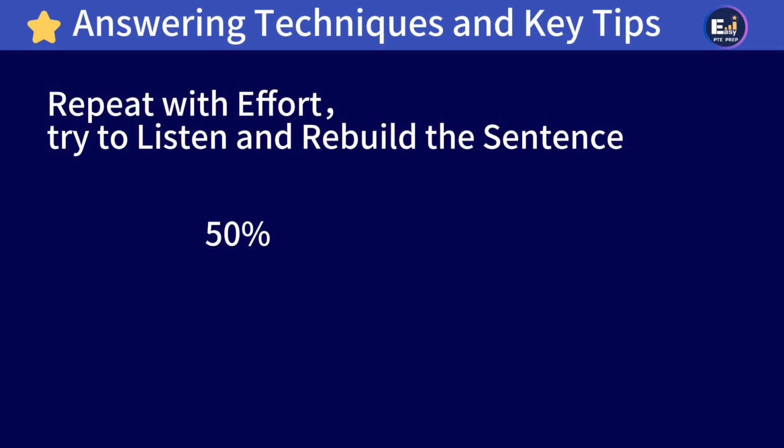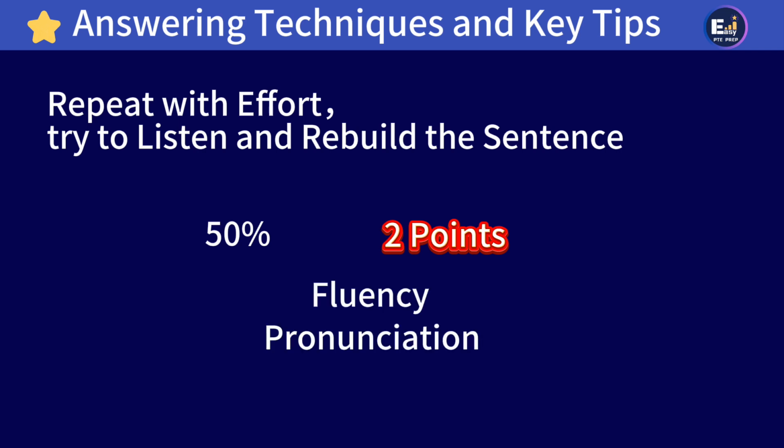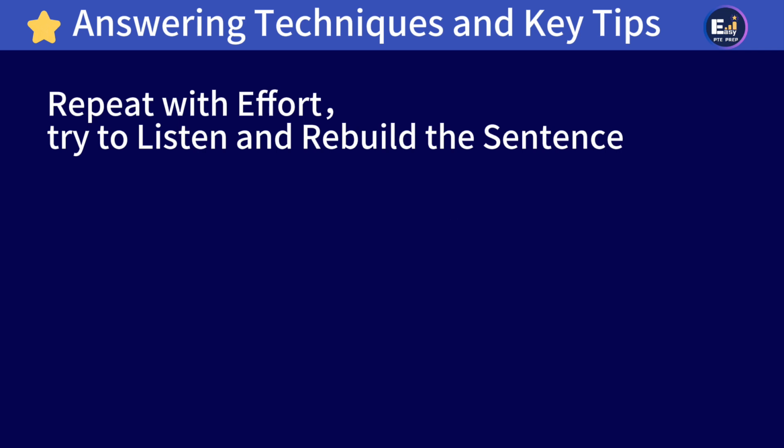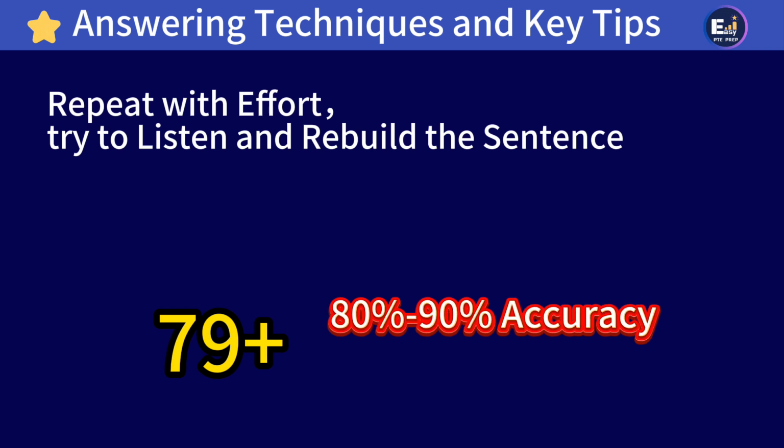As we said, even if you only repeat 50% of the sentence, you can still get 2 points for content. So during practice, you don't have to be perfect. Just try to repeat as much as possible, with good fluency and pronunciation. But if you're aiming for 79 plus, you need to aim for 80 to 90% accuracy on short sentences, and at least 50% on long, complex ones.